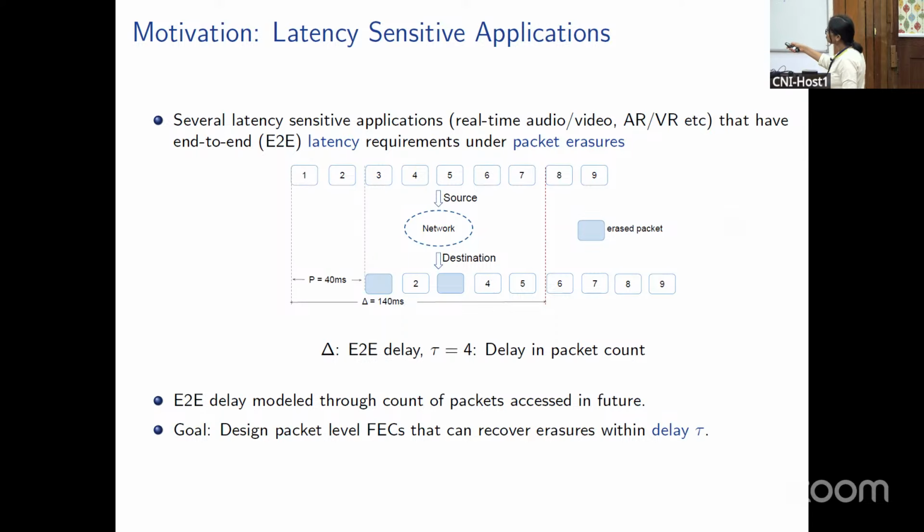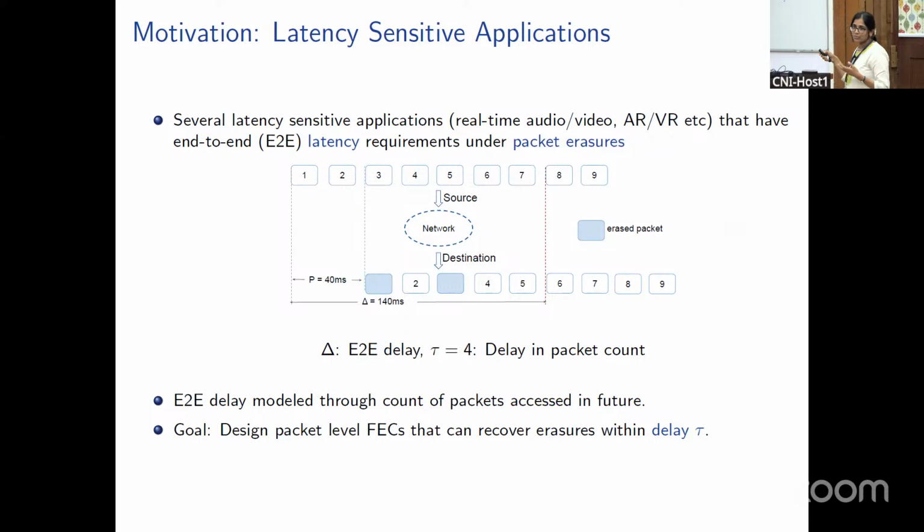Suppose an application has this delay requirement delta of 140 milliseconds. Some of the time is gone into the propagation delay itself in the network, and some of the time goes into you recovering this packet by using some packets that arrived in the future. So suppose I want to recover this packet within this 140 milliseconds, I can access up until 4 packets in the future.